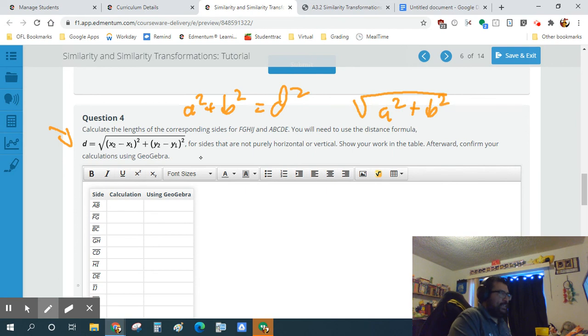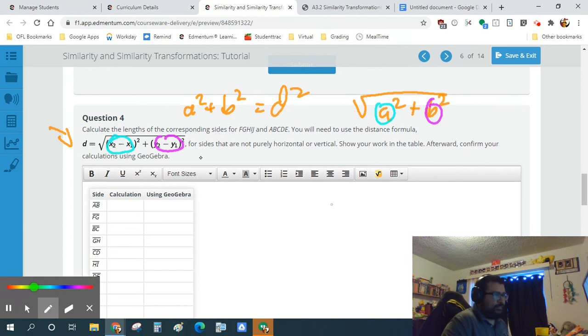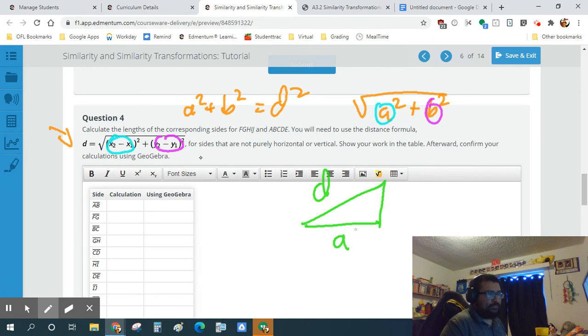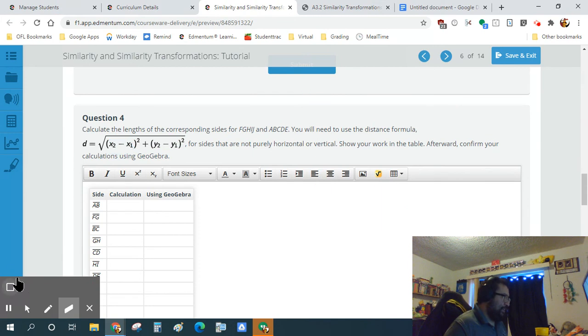Well, what's happening here is this is my A, and this is my B. So if I looked at it through a triangle lens, and I wanted to find this D, I'm just taking my X values and my Y values here. That's all I'm doing. So it's the Pythagorean theorem. Finding the distance is just the Pythagorean theorem. So let's figure this out.